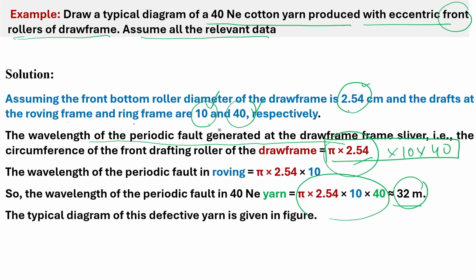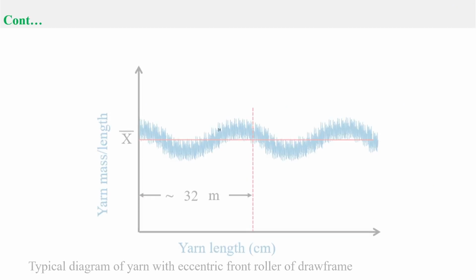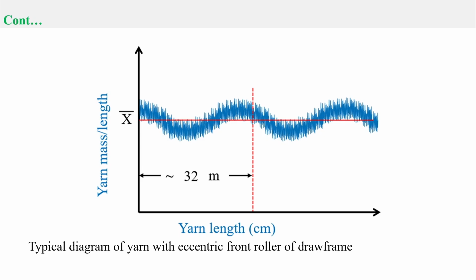So, we can draw the typical diagram. This is the typical diagram of yarn, showing the mass variability in this fashion. Here you will see the short term variability due to the fibers' movement and so on, but due to the roller eccentricity this type of periodic variation will be there. From the diagram, we can also identify whether the fault is periodic or not.